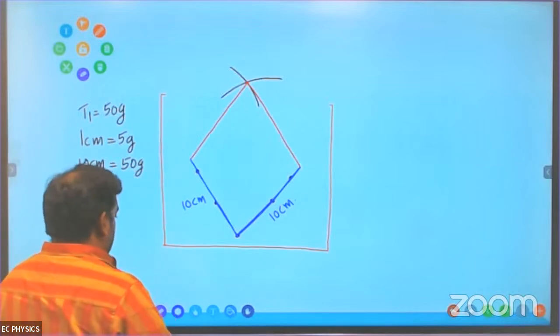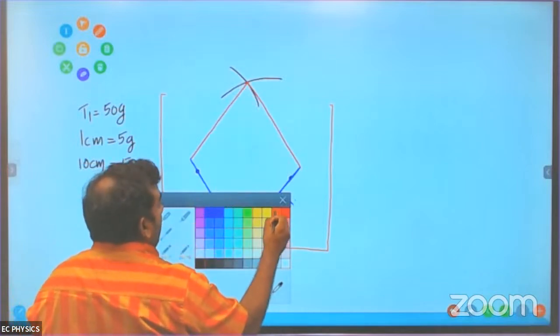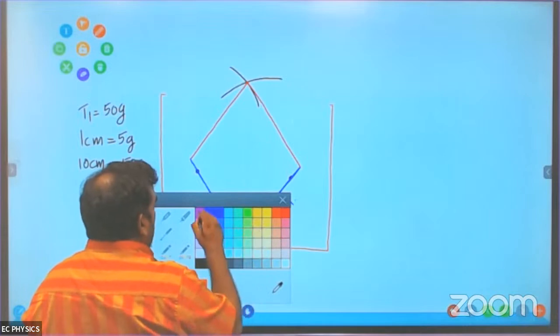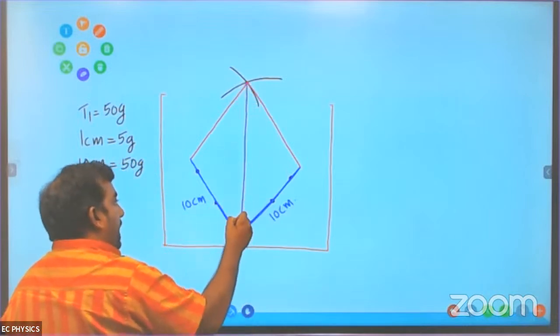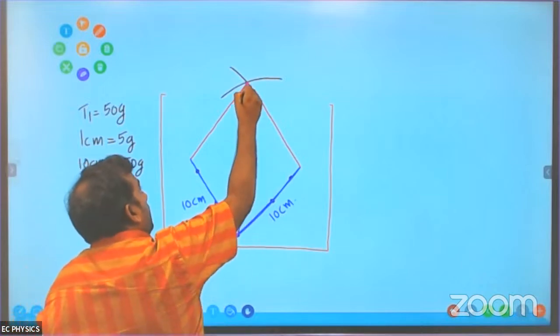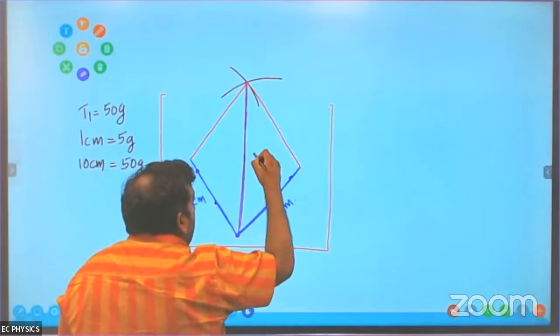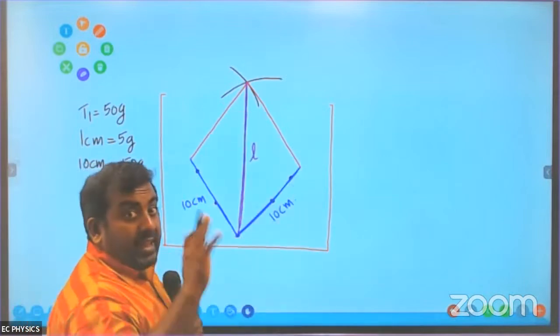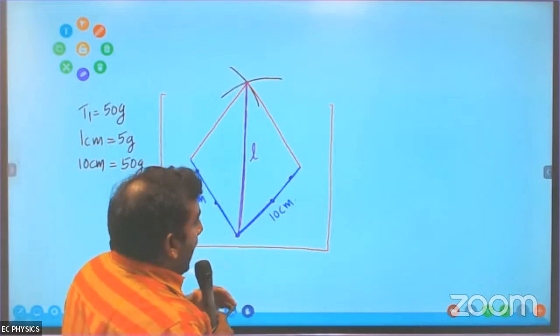Once the parallelogram is complete, this is what you should do. Join the main diagonal. Measure the length and check if it is vertical. Now, in reality, it should be vertical.